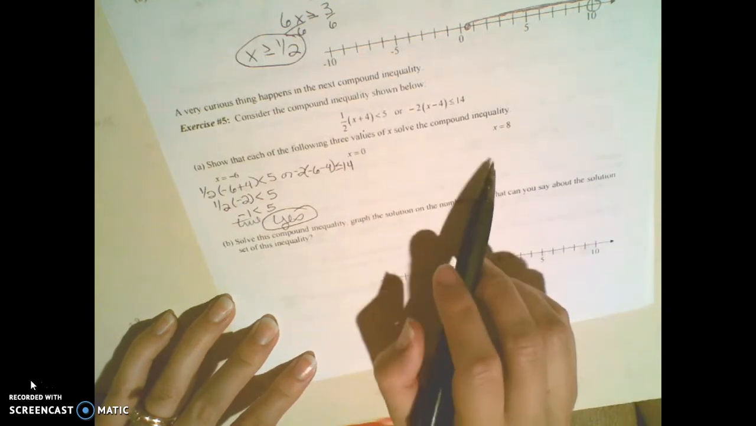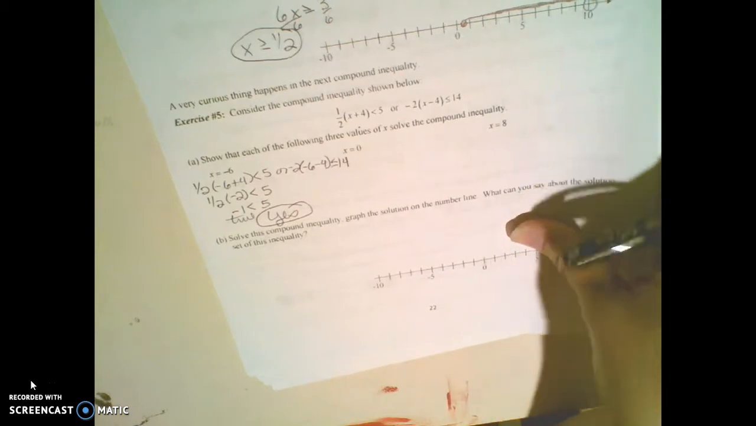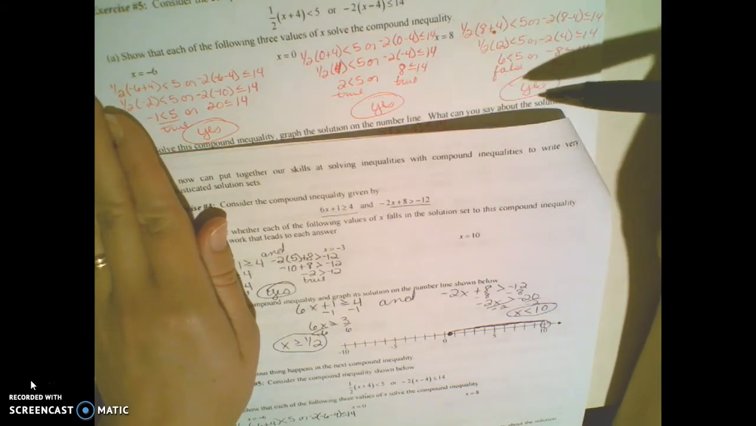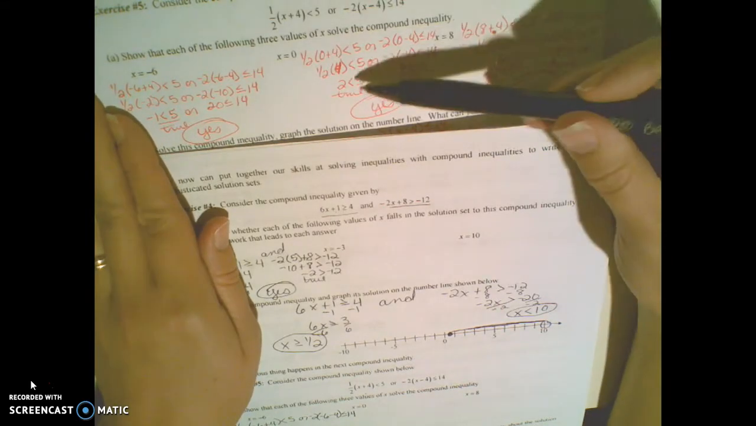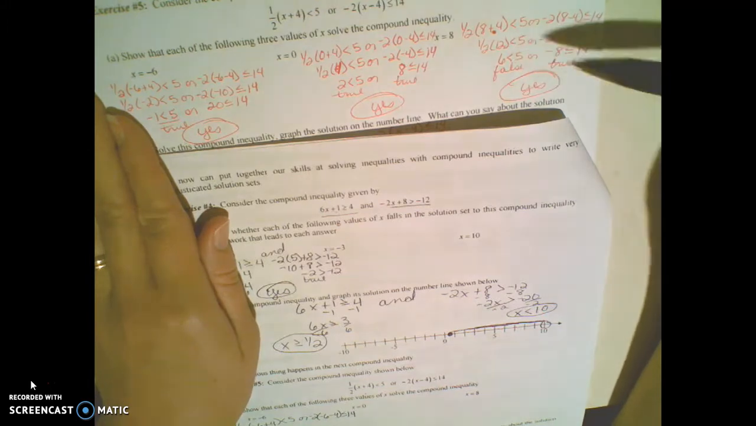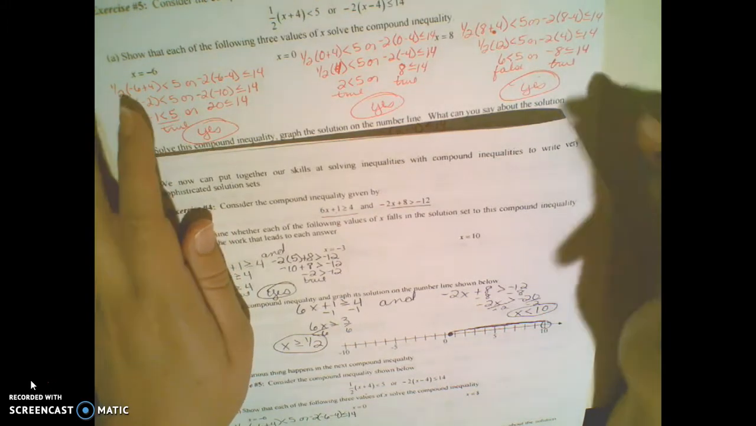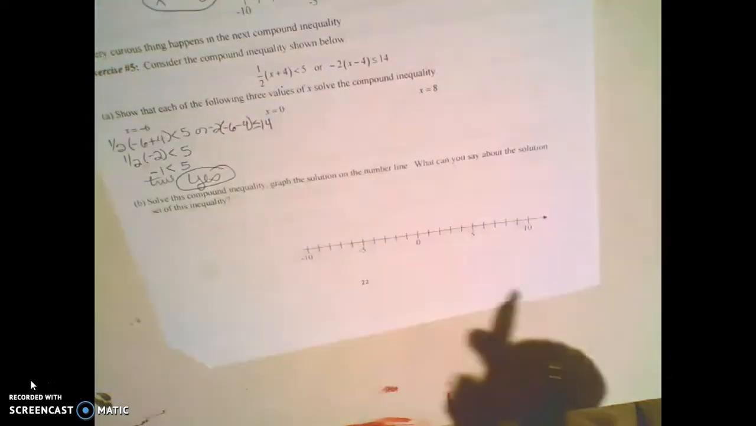Okay, your turn. Go ahead and try the next two and unpause it when you're finished. Okay, so on this one, yes, this is true, and yes, this one is true. These are both true. On this one, false, and then the second one is true with the x equals 8. Okay, so everything is true. Let's see what that looks like when we actually solve it.